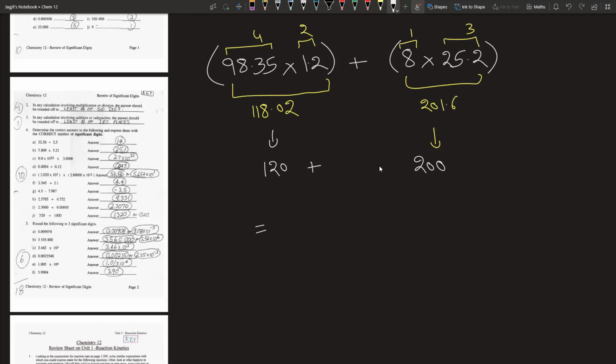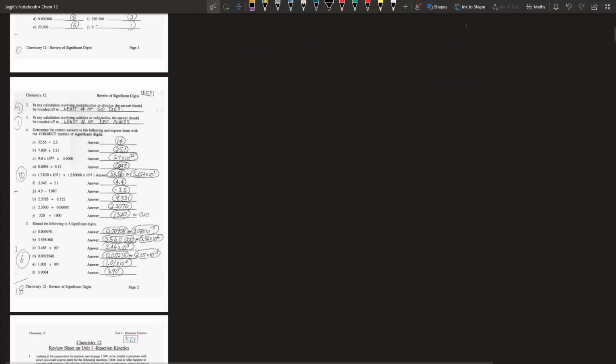And then you would just blindly add them up. 120 plus 200 is how much? It's going to be 320. Now for plus and minus, you look at the numbers after the decimal. How many numbers were there after the decimal? 0. For this, 0. My answer should have 0. So that's my final answer. So that's a combination of plus and minus.